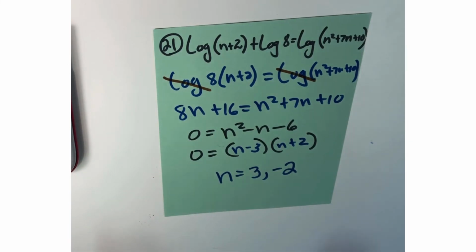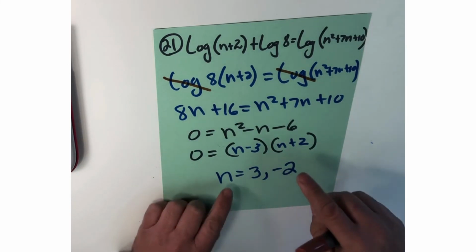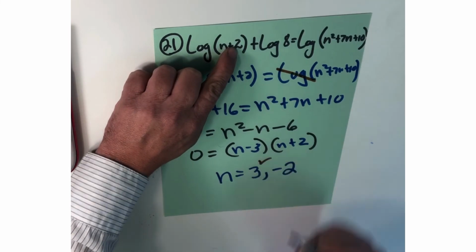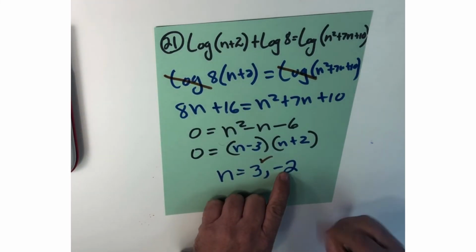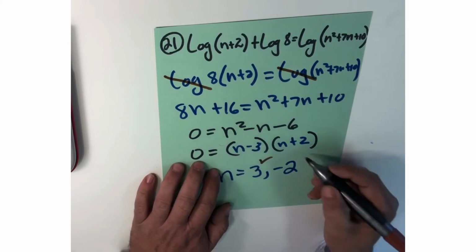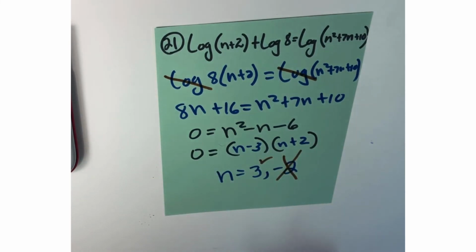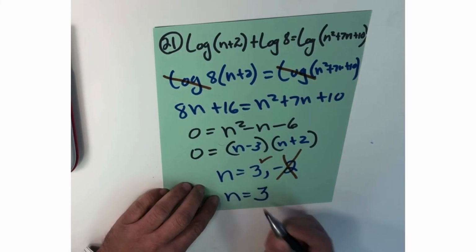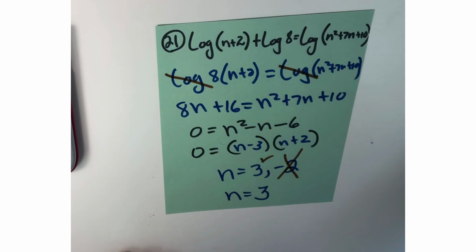But this is a log equation. Let me plug these both back in there. When I plug in 3 in here, 3 plus 2 is 5. That one checks out. But when I plug in negative 2 in here, negative 2 plus 2 is 0. This guy is no good. It is extraneous. So therefore, cancel it out. And the only answer is, yep, 3.